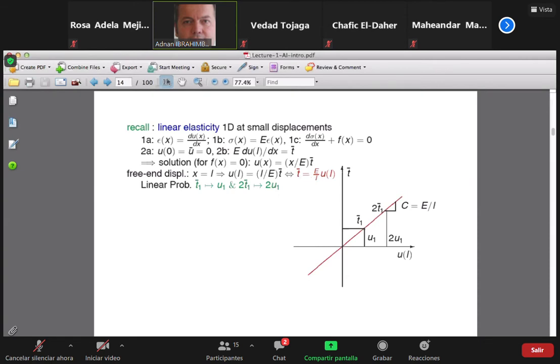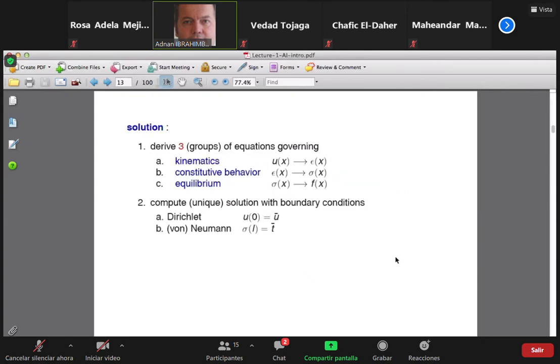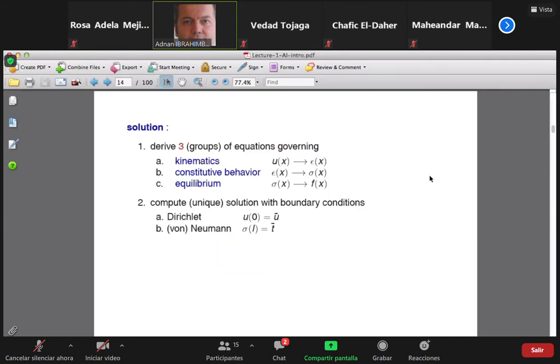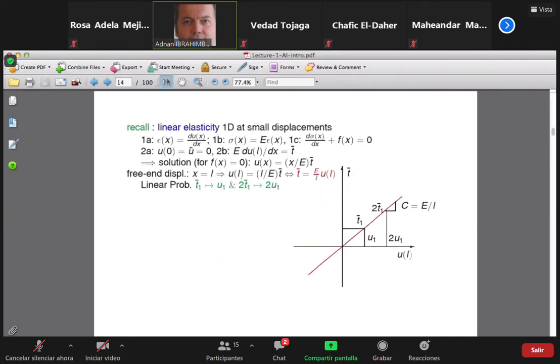I can plot this result in a graph in which I put displacement at the free end, U of L. So this is actually the displacement we are talking about. This is at the free end. And this is the force T bar, which is applied at the same point. So if you put in the abscissa U of L and in the ordinate T bar, you can obtain the graph of such a function as a straight line for which the slope, how it is inclined with respect to the x-axis, is equal to E divided by L.